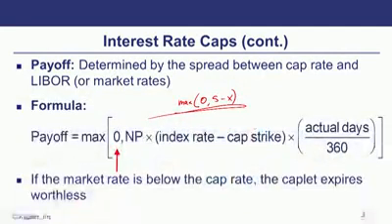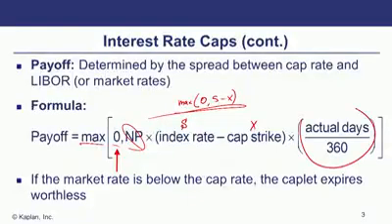Okay, so let's translate that in the context of interest rate call options. So we will take again the greater of 0 and the notional principal. Of course, these call options will be based on a certain amount called the notional principal. The index rate will be our underlying rate, so imagine LIBOR. The cap strike will be our X in the formula, and of course, finally, we may have to de-annualize.